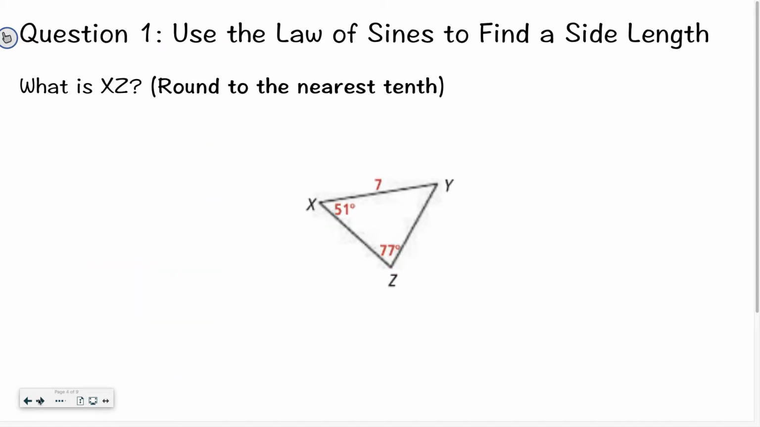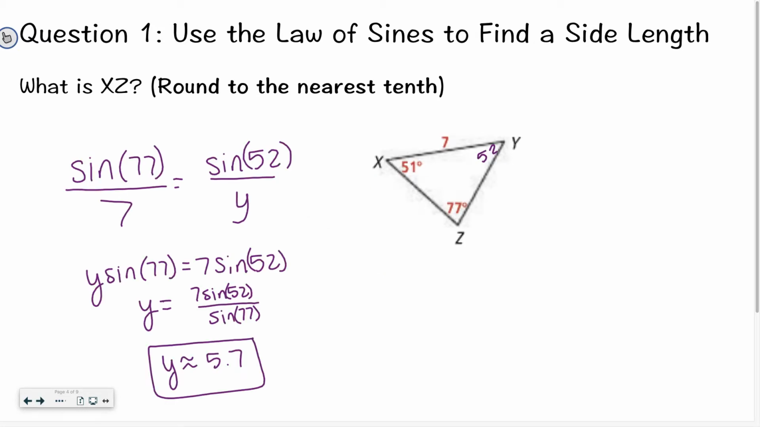Why don't you go ahead and try to solve for side XZ? I'll give you a hint. You have to find the angle first. And the way you can do that is we know there's 180 degrees in a triangle. Good luck. All right, hopefully for this one you found that that third angle is 52 degrees. You set up your law of sines formula and you solved from there and ended up at 5.7.